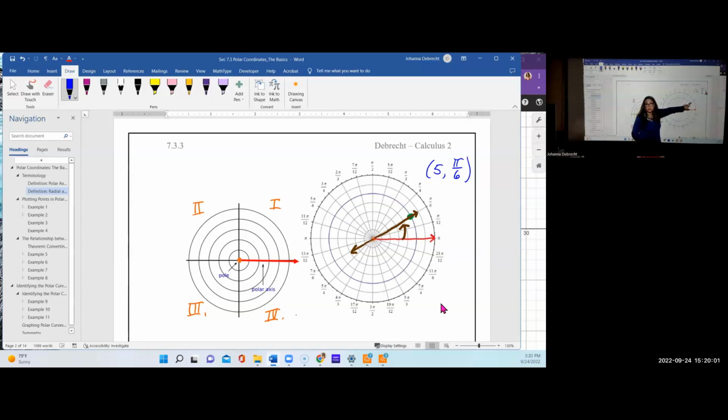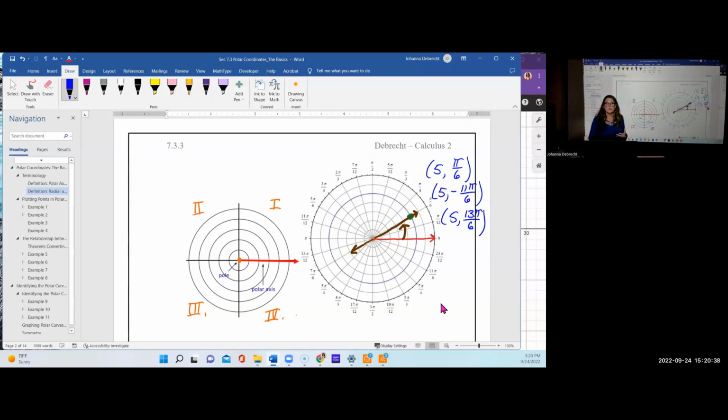Well, that would still put me on top of the green point. So I could also name this one 5, -11 pi over 6. In other words, I could go backwards and still stop on the same radial line. And this gives me another name for exactly the same point. Well, could I also, again, go forwards, but go around one full time and then another pi over 6? So that would be 5, 13 pi over 6. And yes, you can. So that's another name of it.